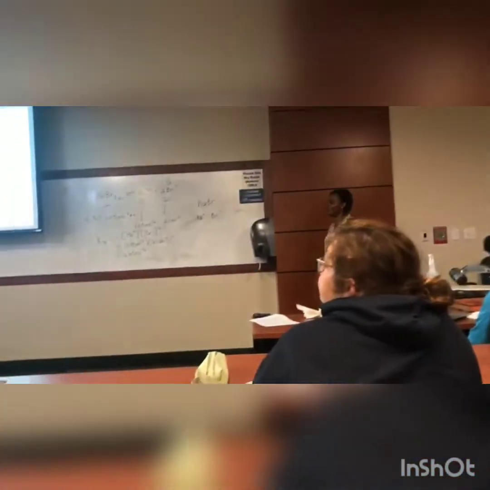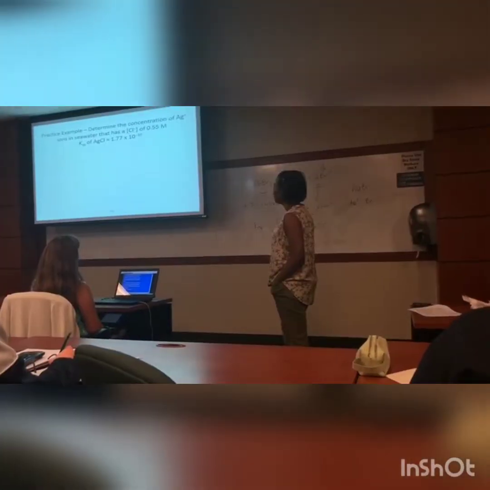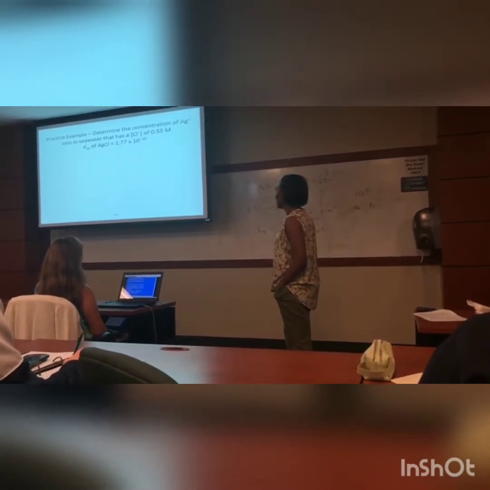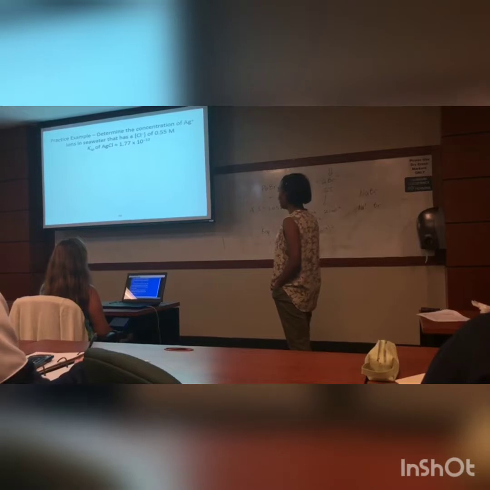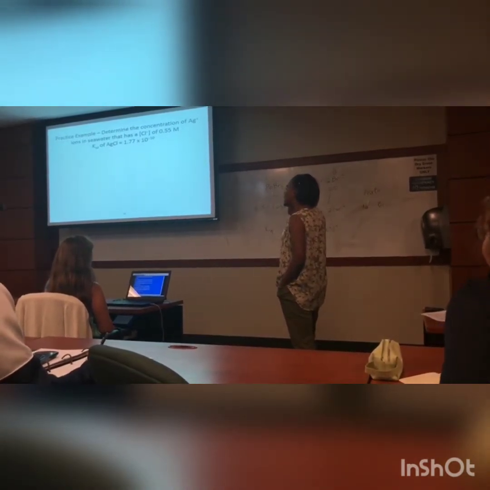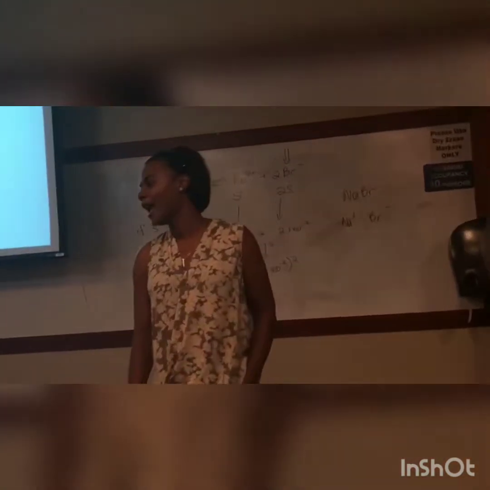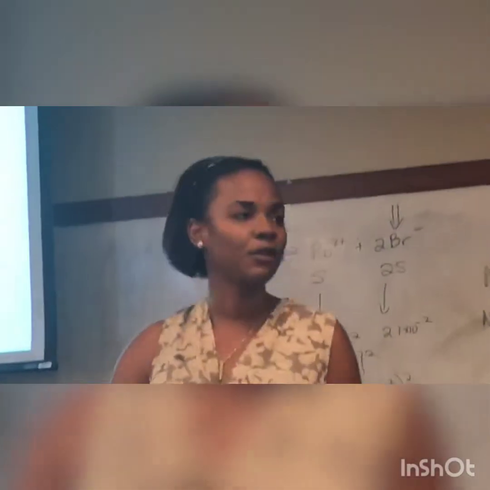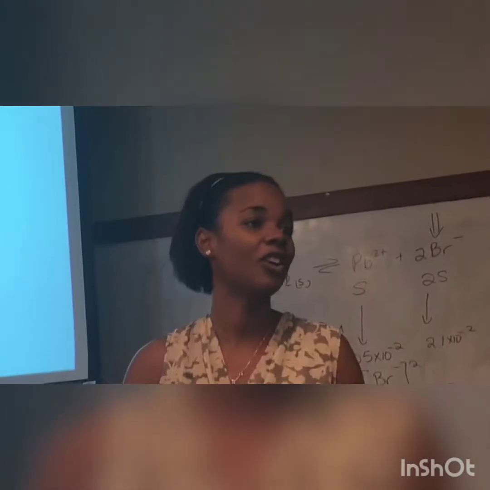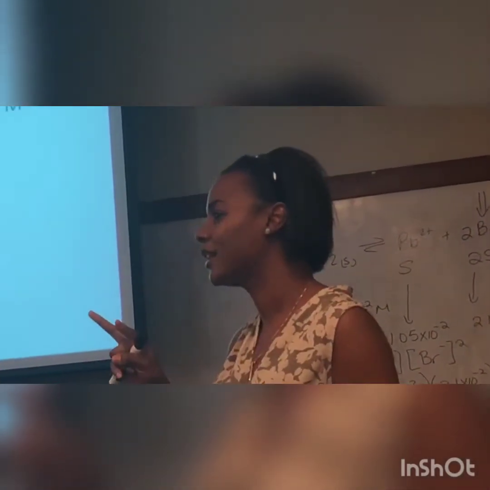All right, so this is where you guys are going to pair up or get into groups of 3. We're going to determine the concentration of silver ions in seawater that has a chloride ion concentration of 0.55 molar. So you are going to have silver chloride, write the equilibrium expression for that. And then you're placing silver chloride not in pure water, but in seawater that already has chloride ions in it. So actually I want you guys to do 2 things.